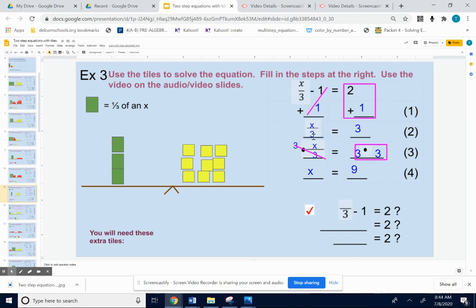Okay, now get rid of the divided 3. Do the opposite of divide, multiply by 3. So multiply the left by 3, multiply the right by 3. The 3's on the left cancel out. You're left with x. And on the right-hand side, you had 3 times 3, and that's equal to 9.